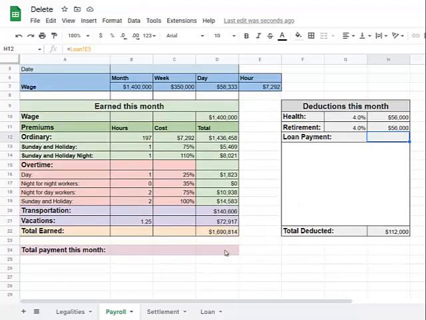Now we are ready to calculate the monthly payment, right? The total to pay for this month. So equals, it would be the total earned minus the total deducted. Hit enter, and there it is. Total payment this month is that much.